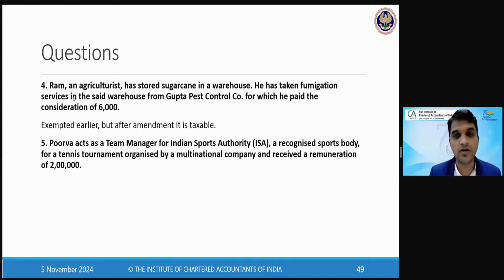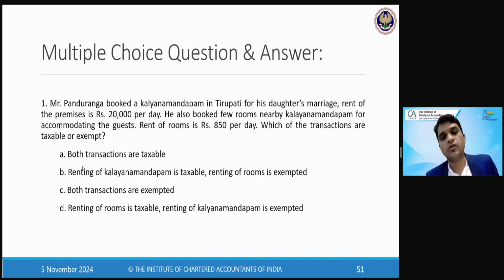Okay, I'll take one more last question. It's an MCQ. Mr. Panduranga booked a Kalyana Mandap in Tirupati for his daughter's marriage.